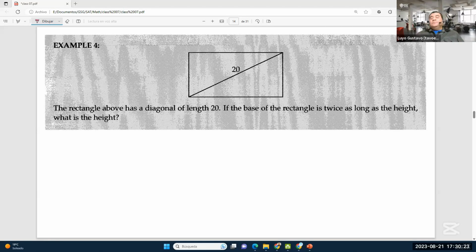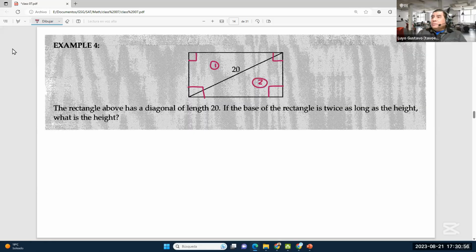Okay, so how do we calculate the height of the rectangle? Take a look. You understand that when you draw the diagonal of a rectangle, since a rectangle only has right angles, here, here, and here, this diagonal divides the rectangle into identical right triangles.